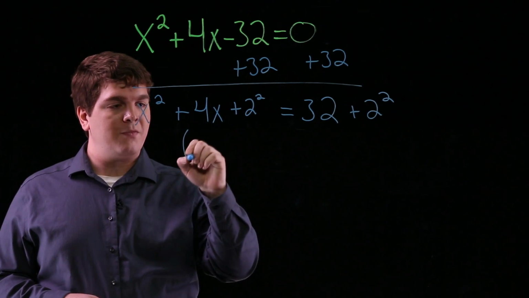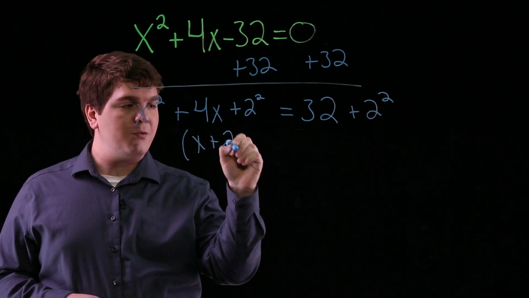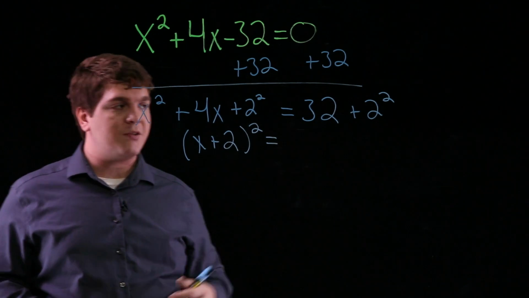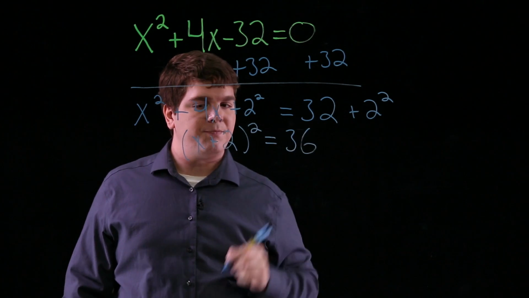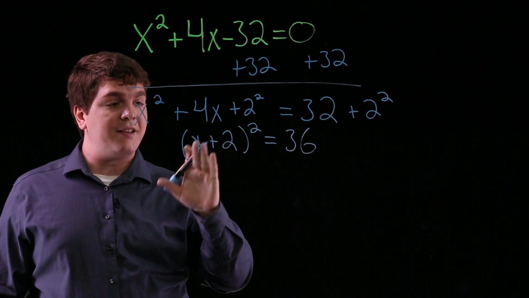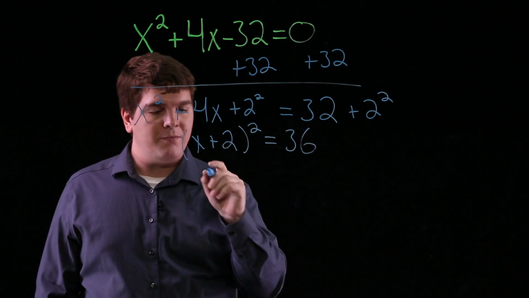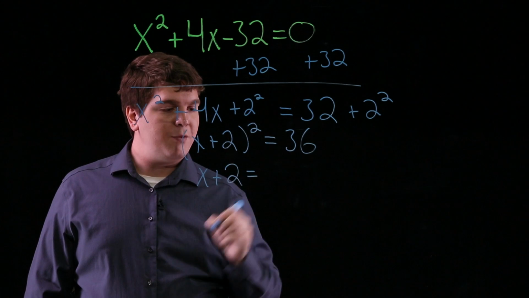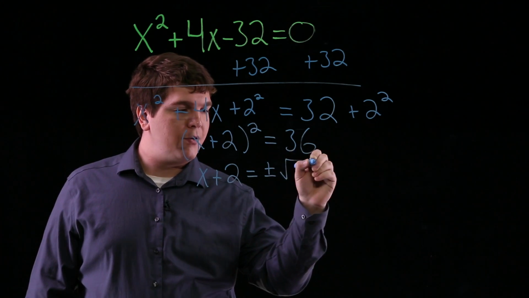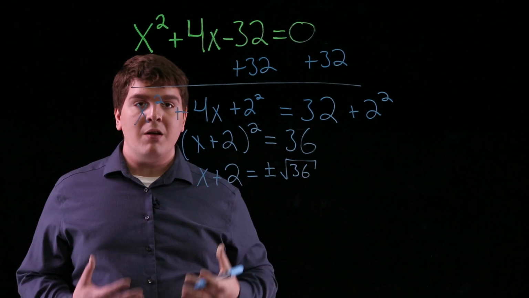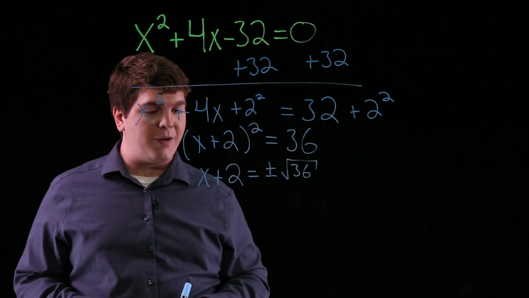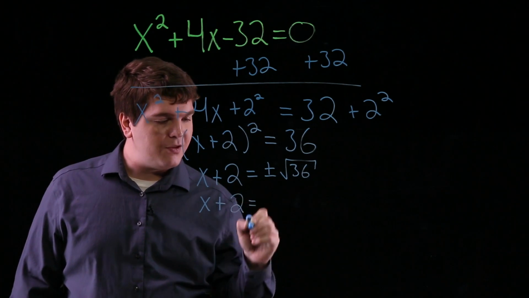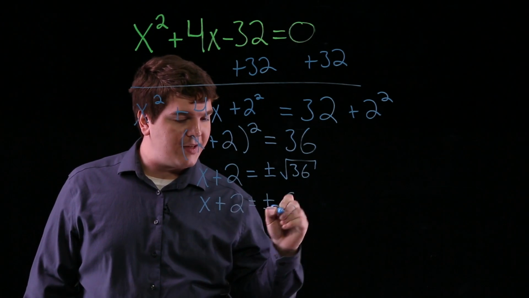And this factors into x plus 2 quantity squared. And this is equal to 32 plus 2 squared, 32 plus 4, or 36. So from here, we can go ahead and take the square root of both sides of our equation, leaving us with an x plus 2 on the left-hand side. And this is equal to plus or minus the square root of 36, which we will just write as plus or minus 6. So x plus 2 is equal to plus or minus 6.